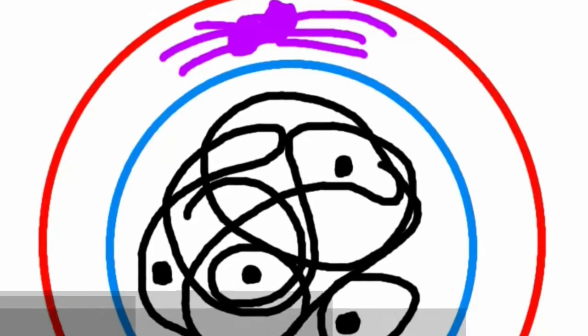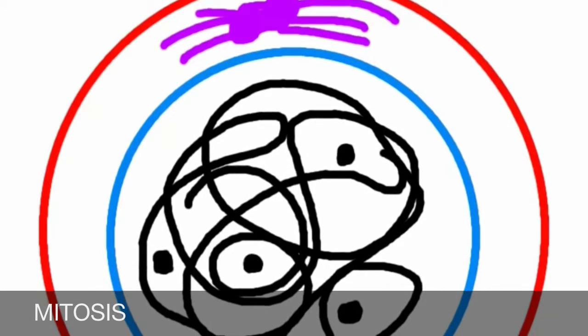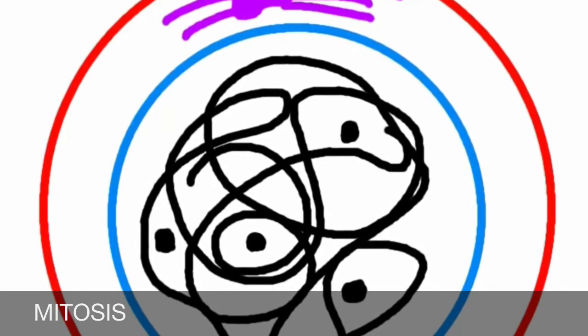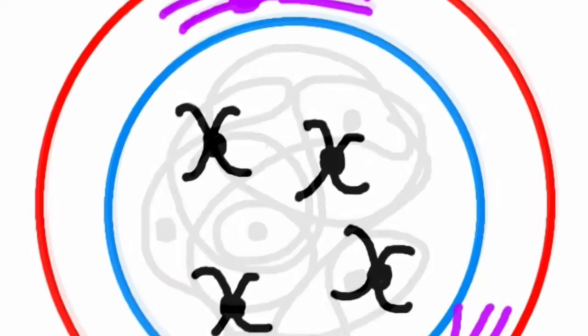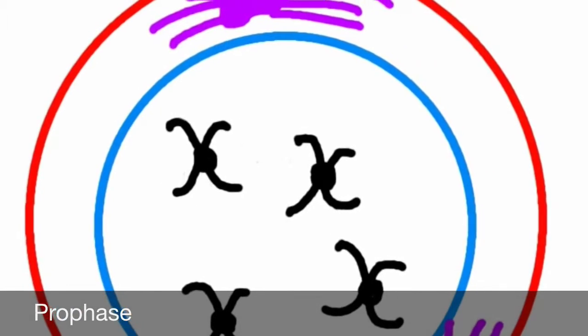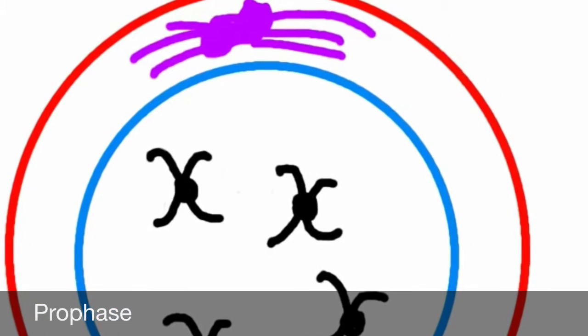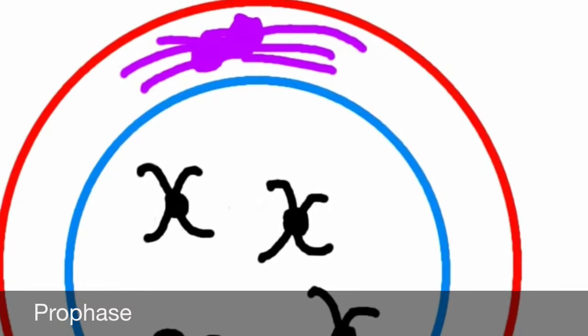Prior to mitosis, thin strands of DNA in the cell nucleus thicken into chromosomes, which then duplicate themselves. The first phase in mitosis is prophase. This is when the centrioles divide and move apart. The nuclear membrane also begins to disintegrate.